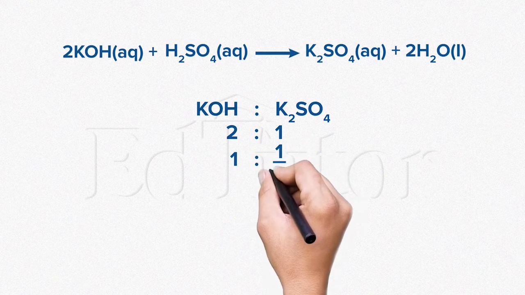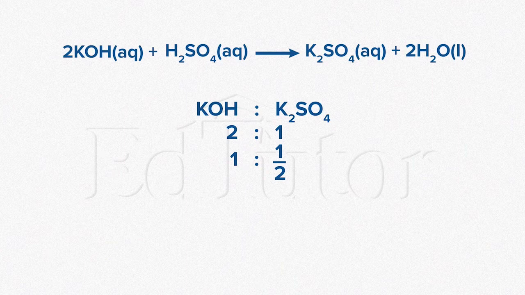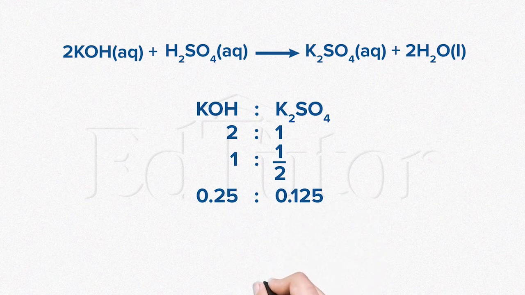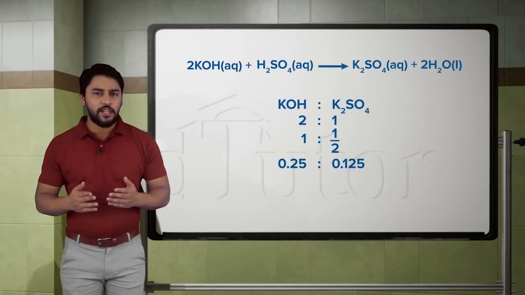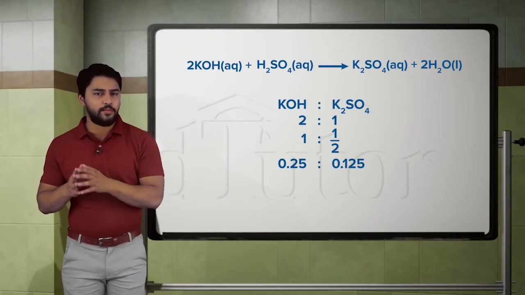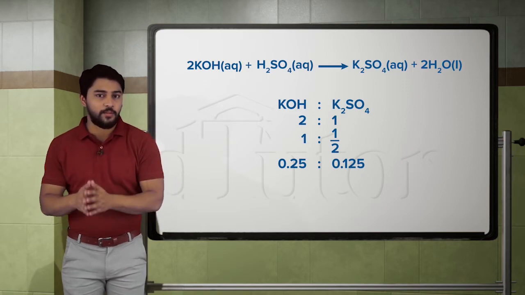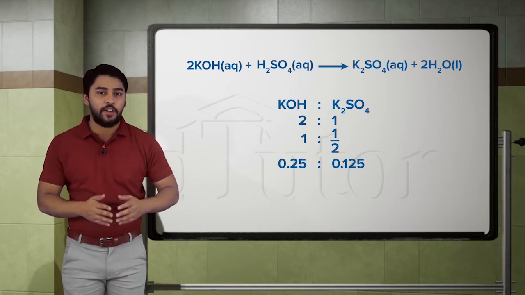Then 1 mole of potassium hydroxide will give us 1 divided by 2 moles of potassium sulfate, and in the same way 0.25 moles of potassium hydroxide will give us 0.25 divided by 2, which is 0.125 moles of potassium sulfate. Now at this stage we have the moles of potassium sulfate, isn't it? Now we can easily calculate the mass of potassium sulfate, which is the first part of our question, right?